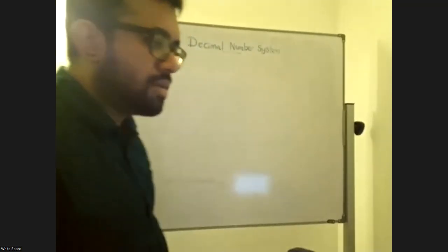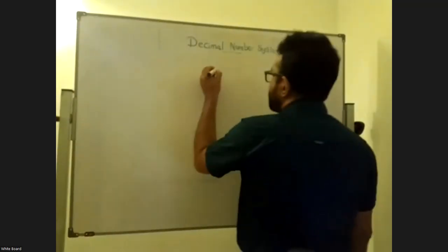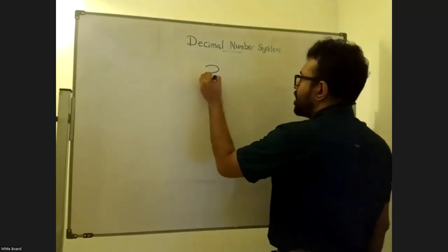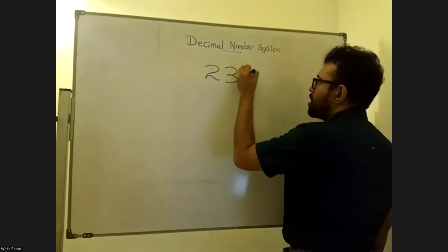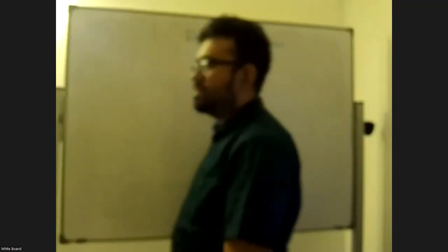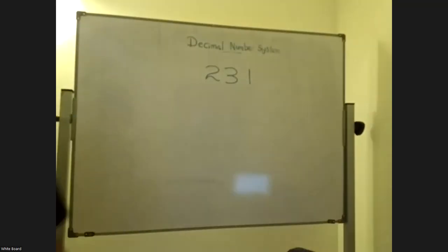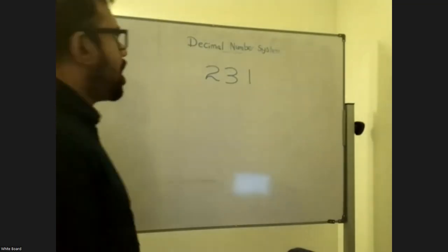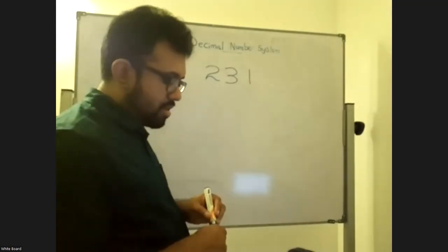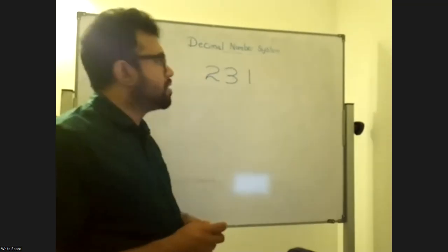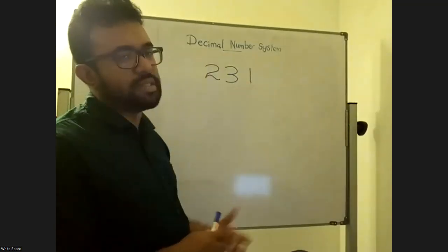A certain number. 231. Let's say this number. We have to find out how it is created using the different concepts in the decimal number system.